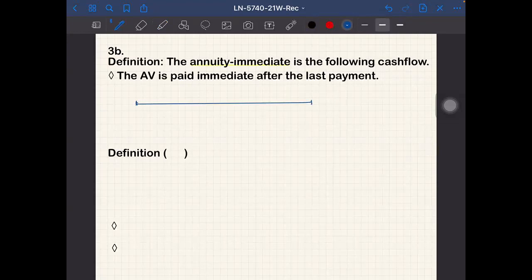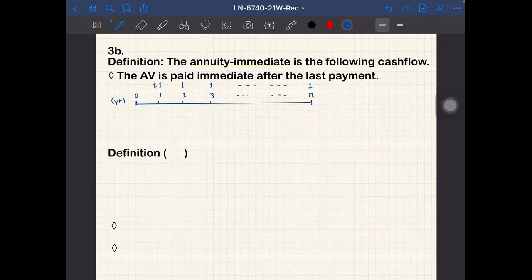Okay. So we have the time points 0 to n. And the cash flow is 1 each. So this is year, and $1 each for each year, starting at time 1. So this is the annuity immediate.